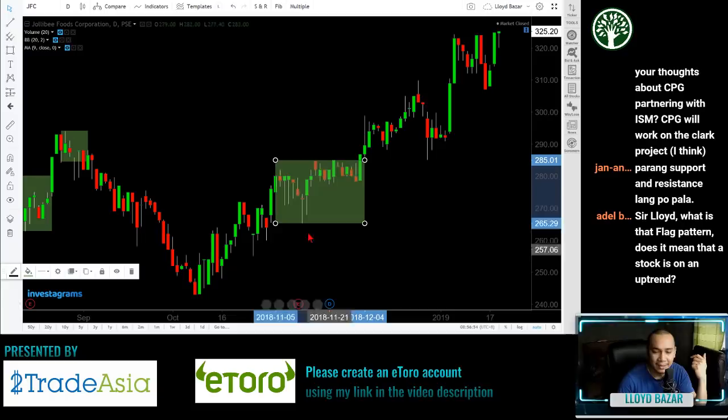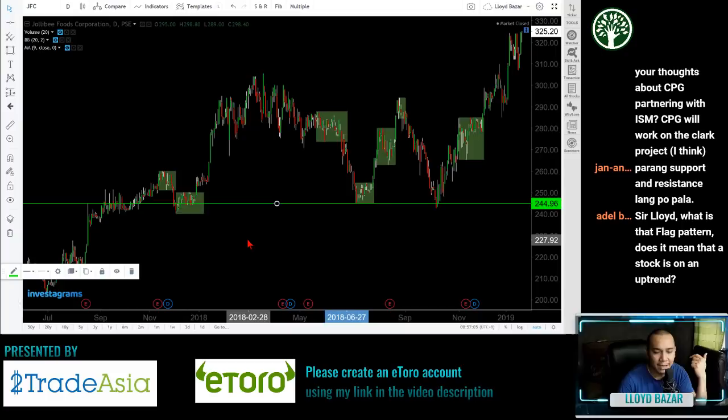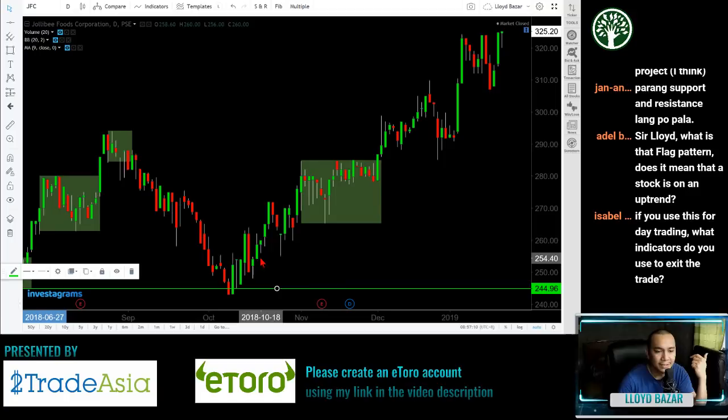Short term ang support and resistance kasi we consider may major supports like this one right here. And the theory behind support and resistance is it has to be hit twice at the very least to make sure that it's a good support. In this case, kahit isang beses lang na hit, that will be our box na, right?